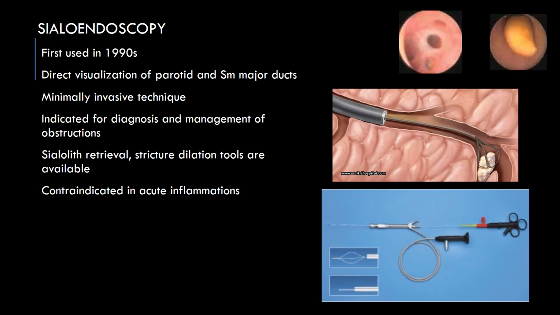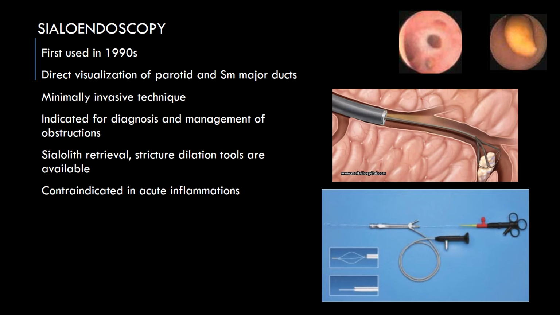Sialendoscopy was first used in the 1990s. It is slightly different from sialography. In sialendoscopy, as the name suggests, it is a direct visualization of the parotid and submandibular major ducts. It is minimally invasive. It's a technique which is indicated for diagnosis and management of obstruction, specifically within the ductal system.